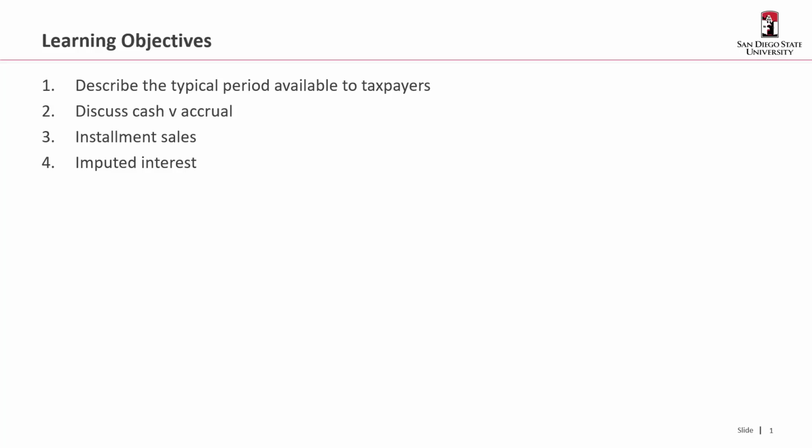So the learning objectives for this module, we're going to talk about the typical accounting period that's available to taxpayers. We're going to really just reinforce cash versus accrual. We saw this in previous chapters, and I blew that open for you. This chapter covers it again, so hopefully most of that is a repeat, so I'm not going to spend a lot of time in the videos on it. We'll do installment sales. We'll talk about imputed interest. And then in the chapter 12 portion of the video, we'll go over those learning objectives.